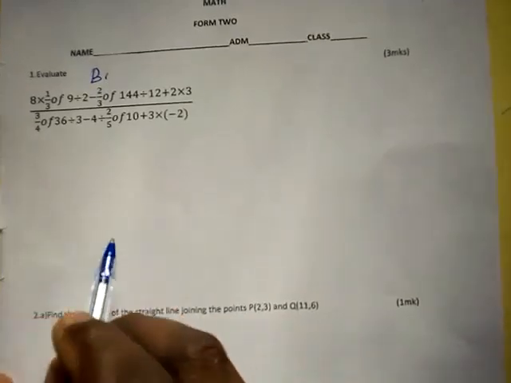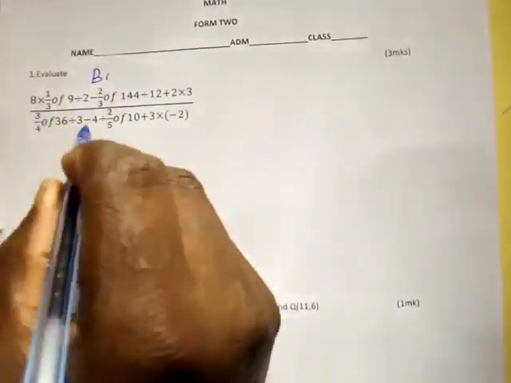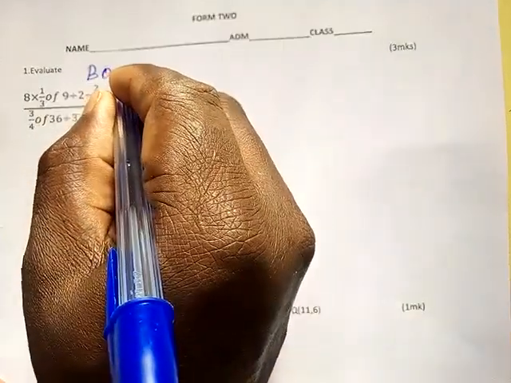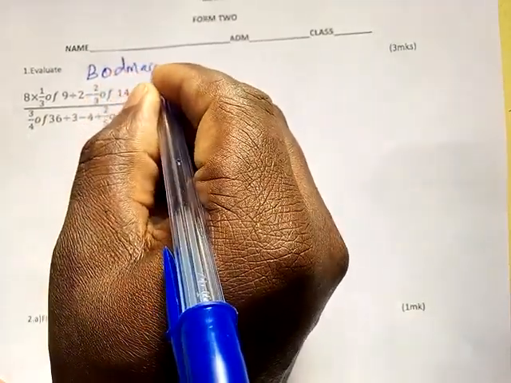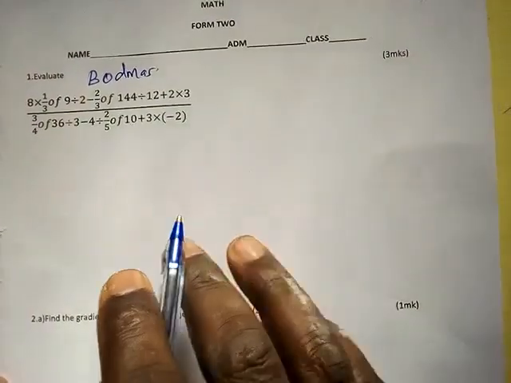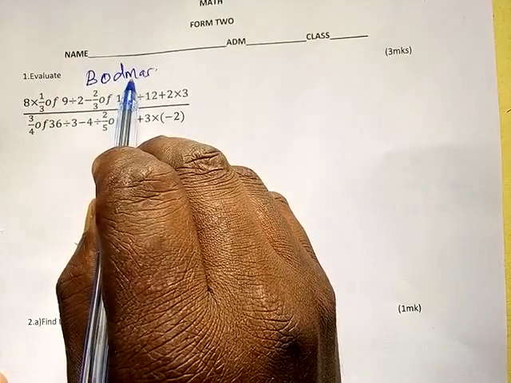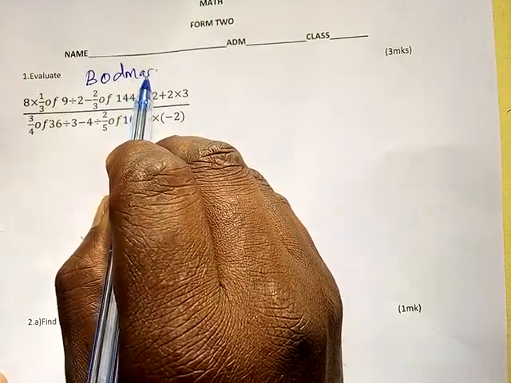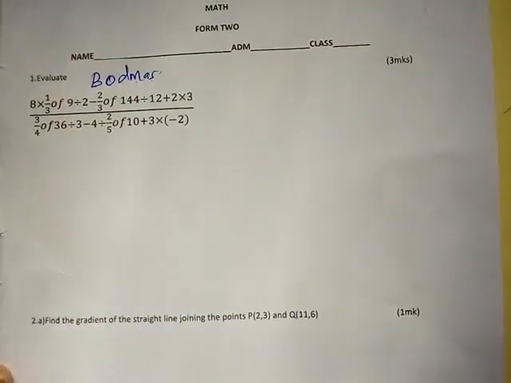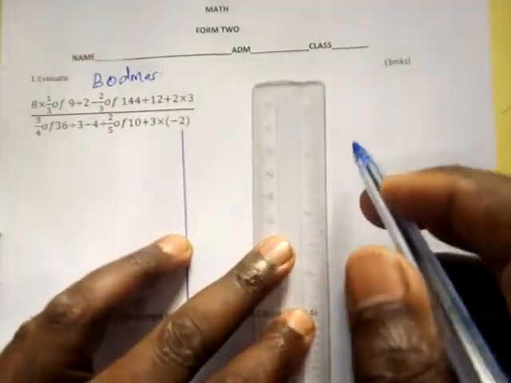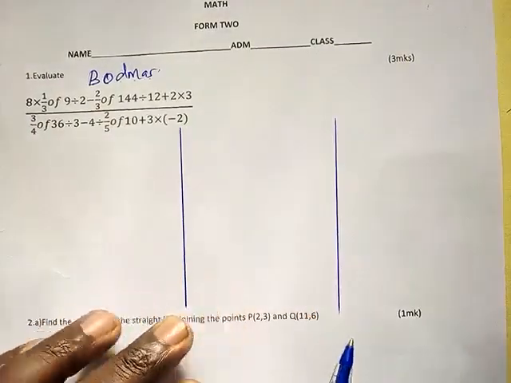Let's start with number 1. Here we can see it is a fraction, a sum, so we have to start with BODMAS. BODMAS stands for Brackets, Of, Division, Multiplication, Addition, and Subtraction. That's what it means. So you take your ruler, you divide your working space like that.